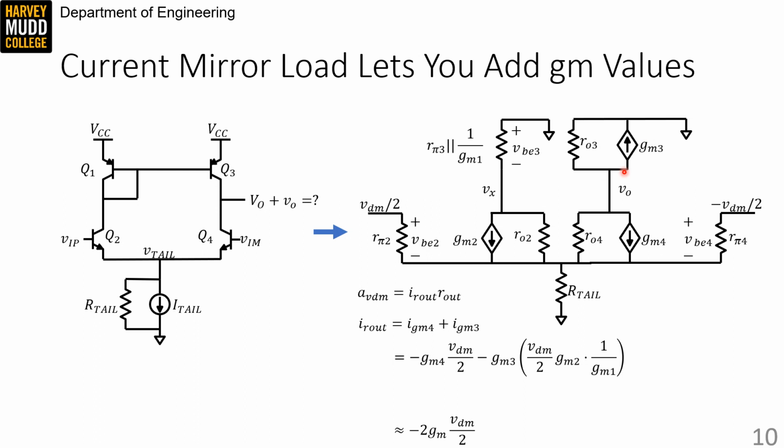We can see that clearly by noting that we're calculating this by taking the current through GM2, VDM over 2 times GM2, multiplying it by the impedance it sees, which is basically 1 over GM1, like this RO and this RPi3 are big compared to it, in order to get VBE3, and then multiplying that by GM3. Because GM3 and GM1 are part of a mirror, they cancel out, and we see that the GM2 current appears magically at this GM3 generator.